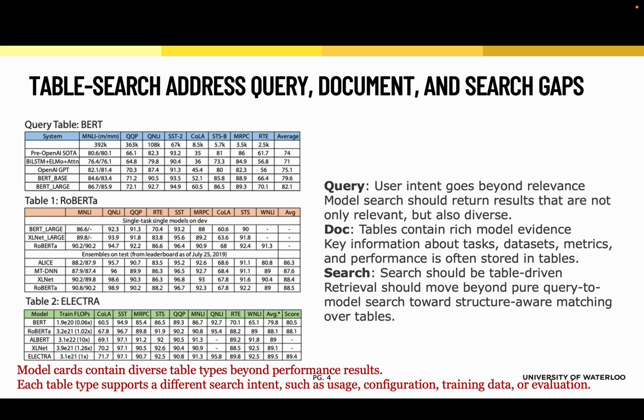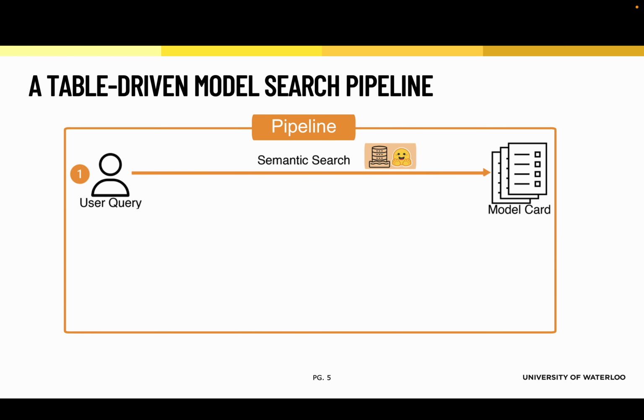Starting from one anchor model, we retrieve structurally related tables, which naturally lead to a broader set of relevant models. Compared with traditional search, these retrieved models are not simply duplicates, but provide more diverse alternatives while remaining highly relevant. We integrate table discovery into existing model search pipelines.